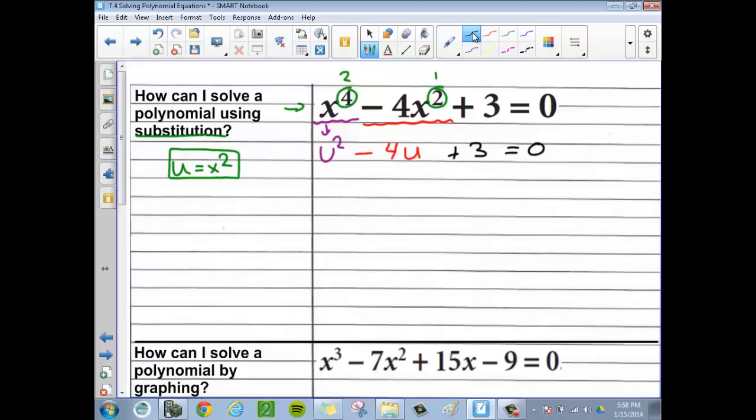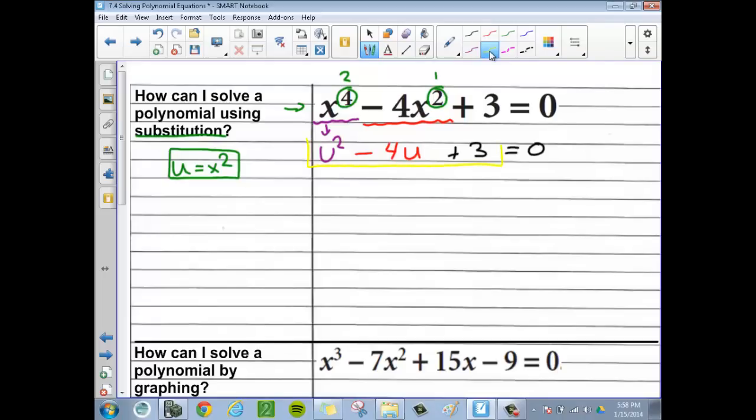Okay? So what we just did, I know you're looking at this, we took this x to the 4th right here, and we changed it to u squared because we let u equal x squared. We did the same thing with this minus 4x squared, and we didn't have to do anything with this 3.